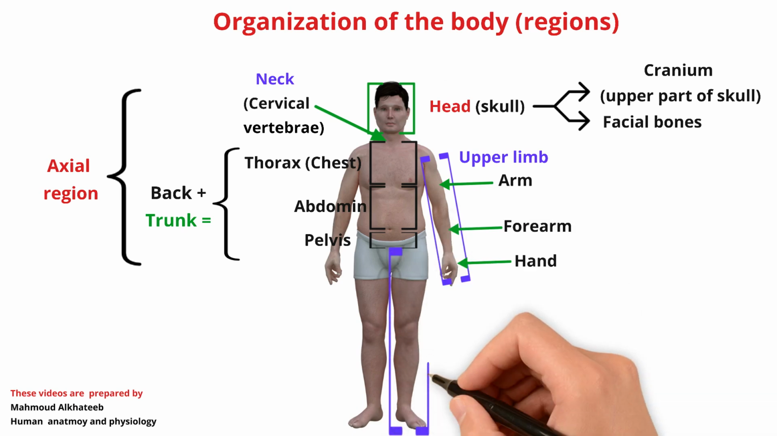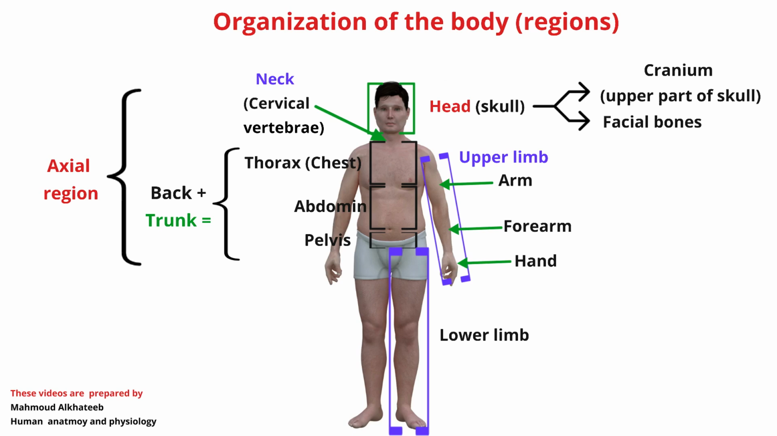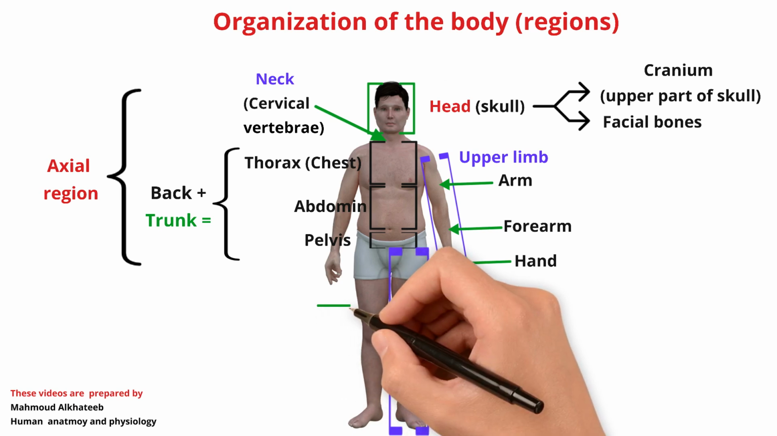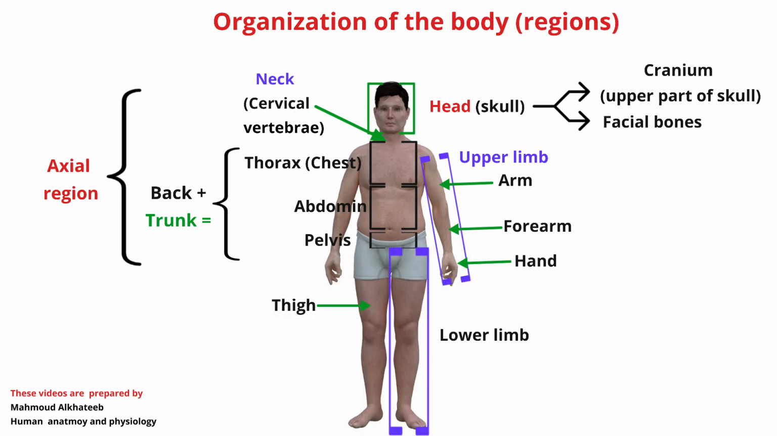Now, let's look at the lower limb. The lower limb starts with the thigh, which contains the femur, the largest bone in the body. In addition to the femur, as we will see in the upcoming videos, several muscles, tendons, and ligaments are involved in the structure of the thigh, such as the quadriceps and hamstrings muscles, and the patellar tendon.